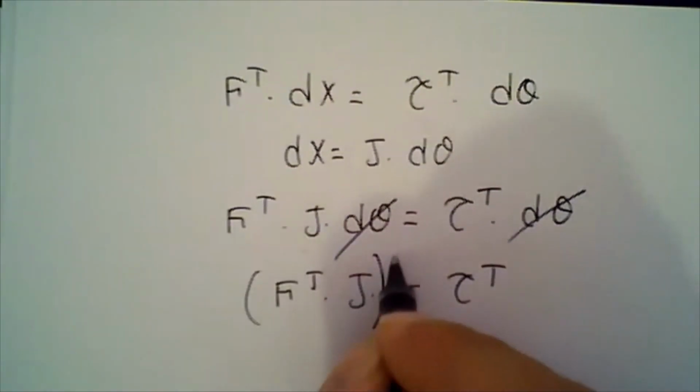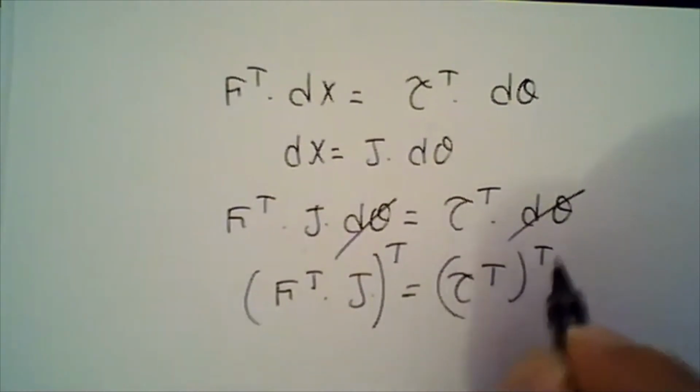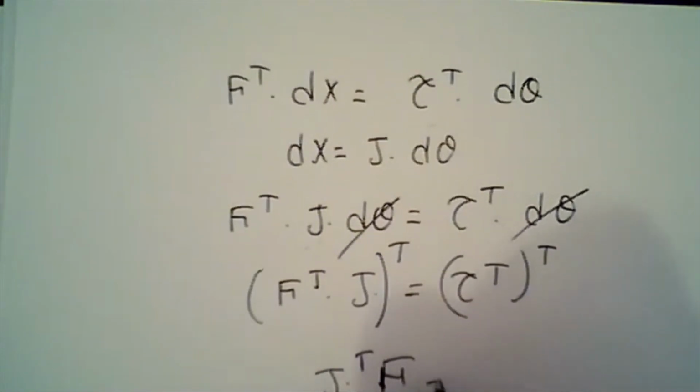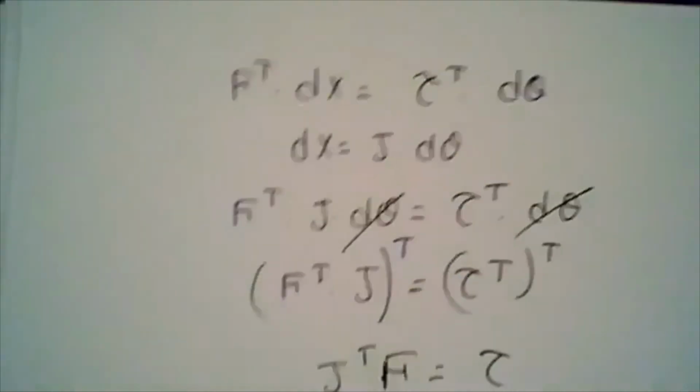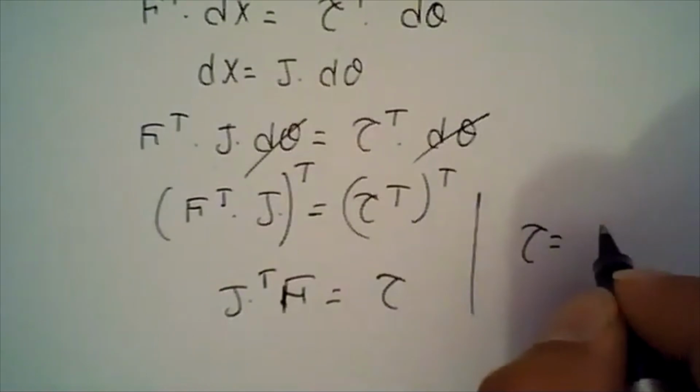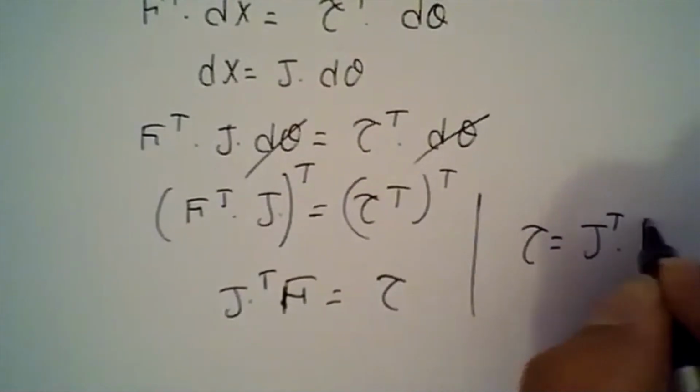And I can transpose the whole thing, just to simplify it a bit. So this ends up being what? Yeah, J transpose multiplied by f is equal to the torques. Or the torques is equal to J transpose multiplied by f.